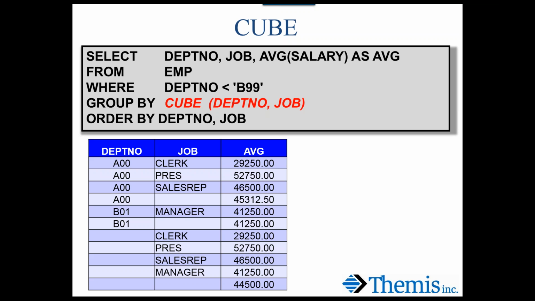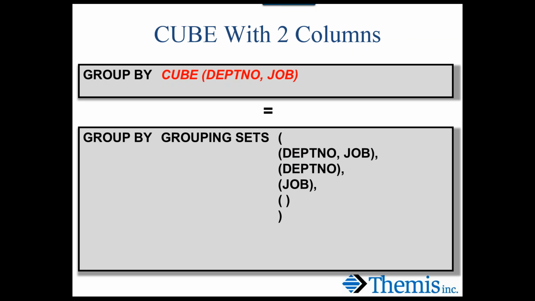They've also given us another shorthand, which is cube. And cube is doing all of the permutations. So here I've said group by cube of department number and job, and the equivalent grouping sets on the next slide are: department number and job, department number by itself, job by itself, and the whole thing. The one with job all by itself is the one that I get from cube that I did not get from rollup. Since job wasn't the high order thing, I never got it by itself. Cube just gives you all the permutations.